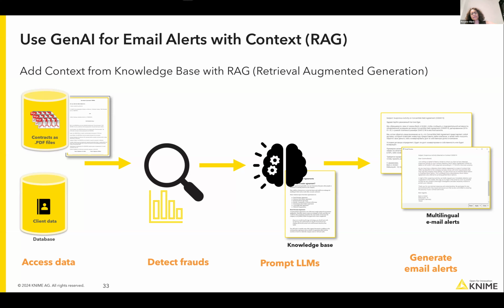Again, the process is the same. We access the data, we detect the fraud, we create an email alert by asking the large language model, and then the large language model... Rosaria.